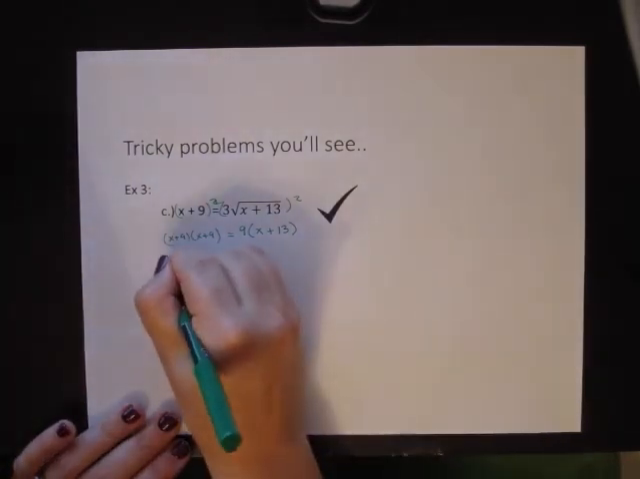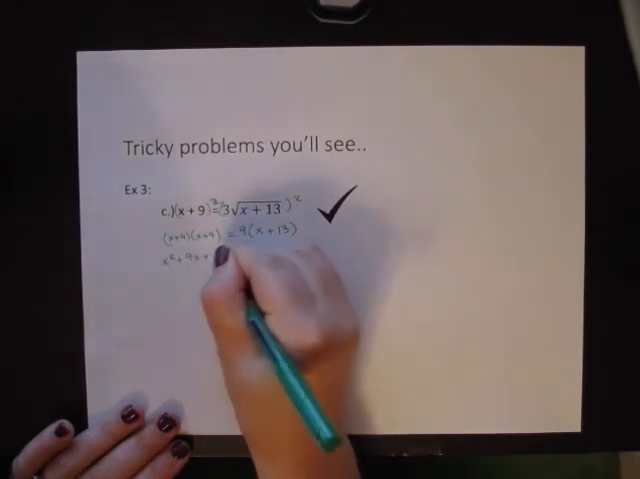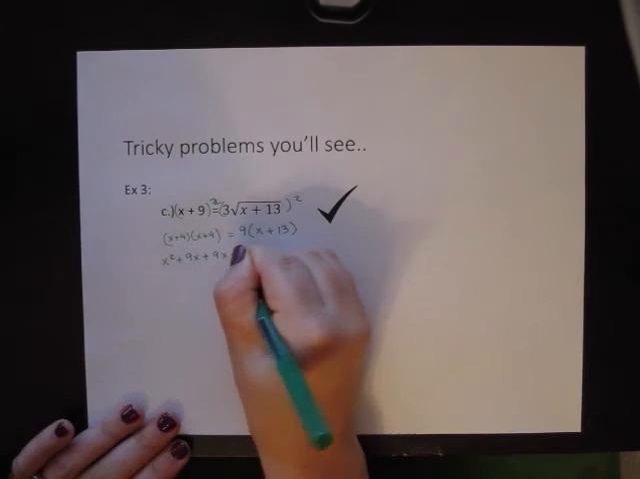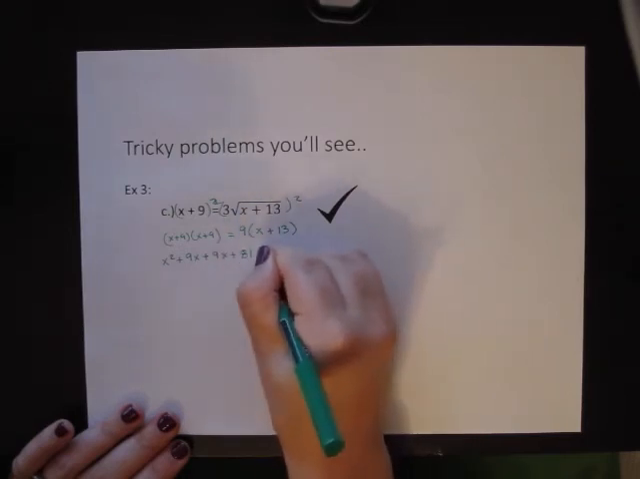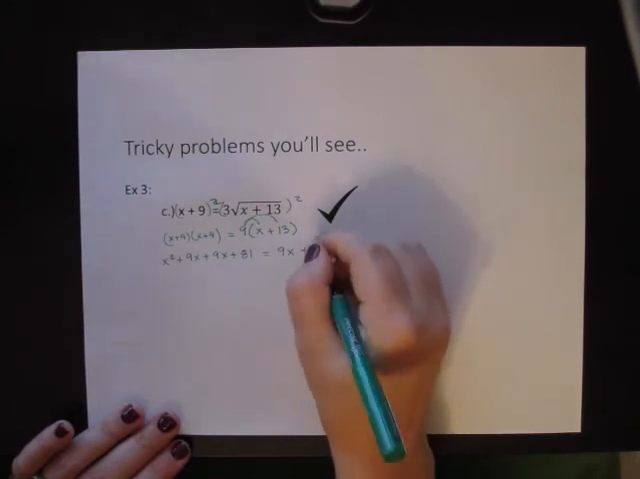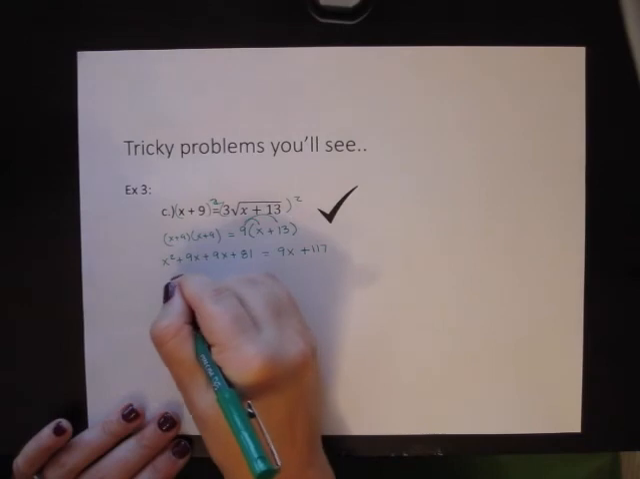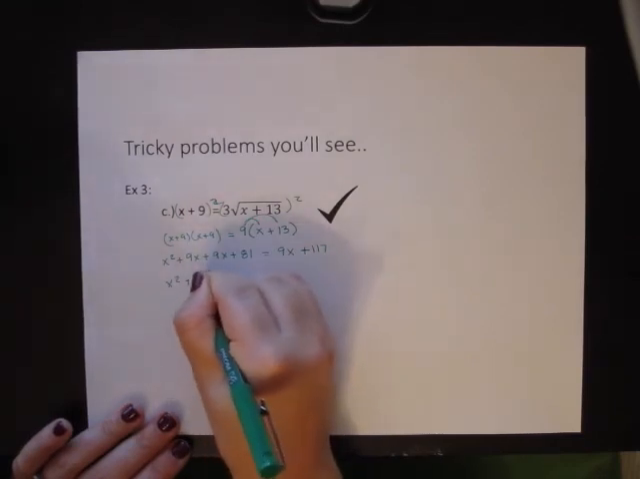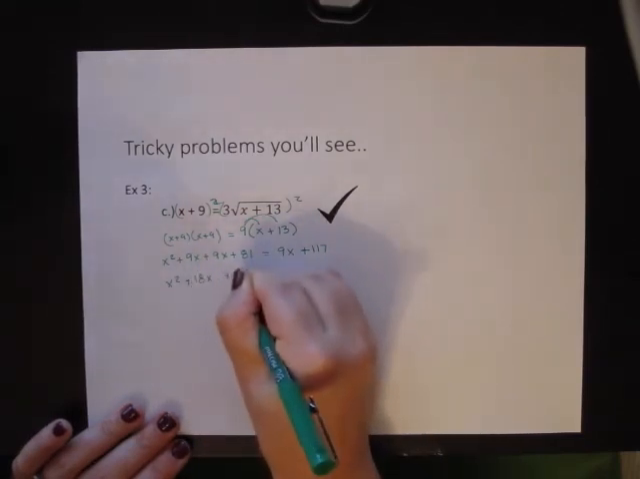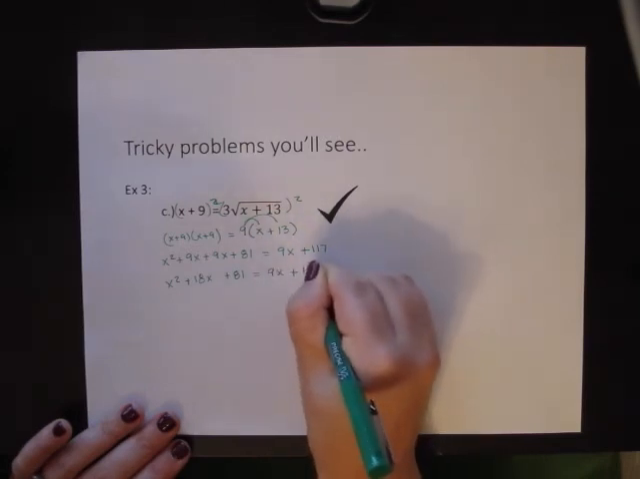So x times x is x squared, plus x times 9, 9x, plus 9 times x, 9x, plus 9 times 9, which is 81, equals, now we got to distribute the 9, so this would be 9x plus 117. Combine our like terms, so we have x squared plus 18x plus 81 equals 9x plus 117.